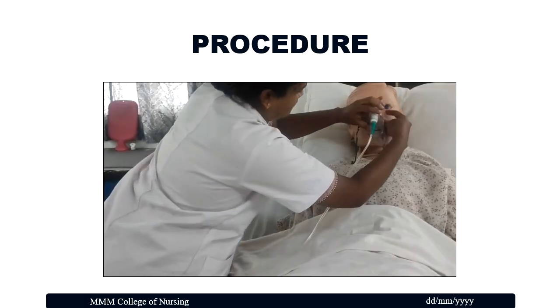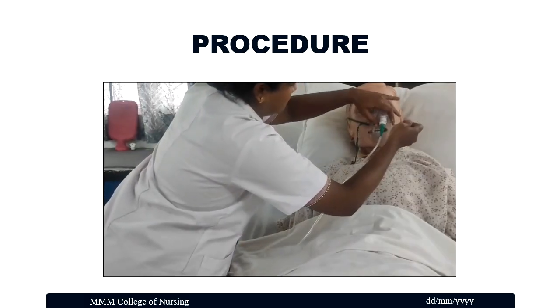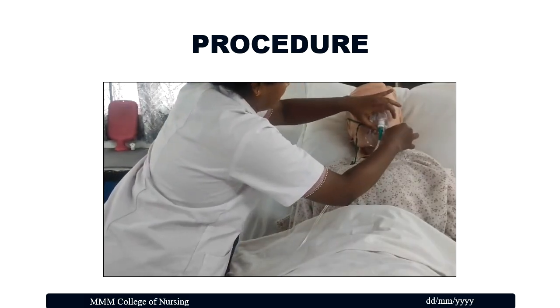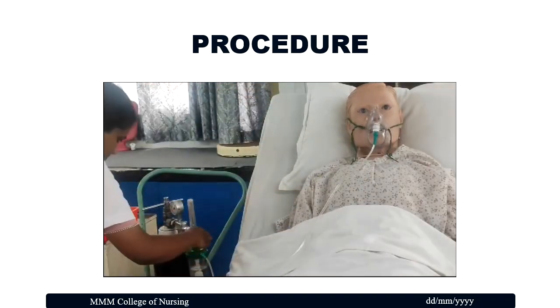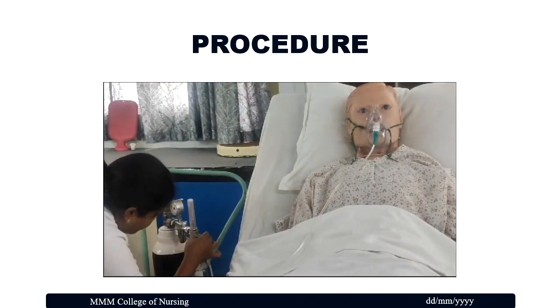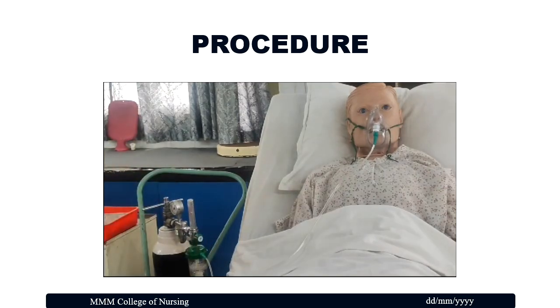Now the mask is being connected to the patient. Adjust the strings. Once the strings are adjusted, make sure it is snugly fitted. Then look at the eye level and connect the oxygen source as advised. So 10 liters is advised and that has been administered. So this is about the procedure of oxygen mask.